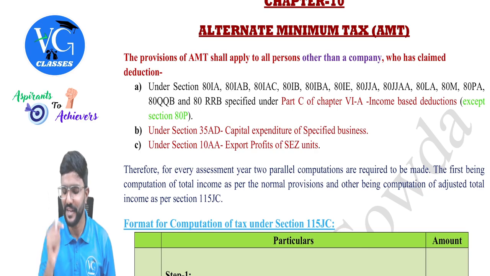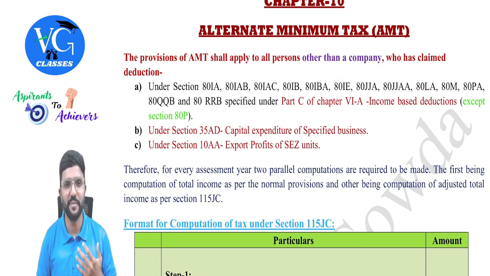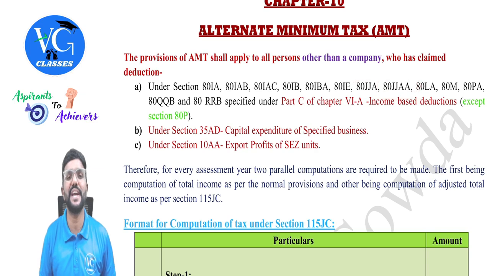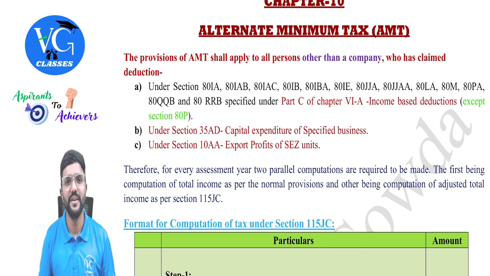The only deduction which they can claim is 80JJAA. If an individual is following the default scheme and has claimed deduction under section 80JJAA for salary paid to new regular workmen, is AMT applicable for them? No, not applicable. Got it? Whereas all the other deductions given here, for applicability of AMT, all these are blocked under the default regime, guys. Got it? Yes, sir. Fine.